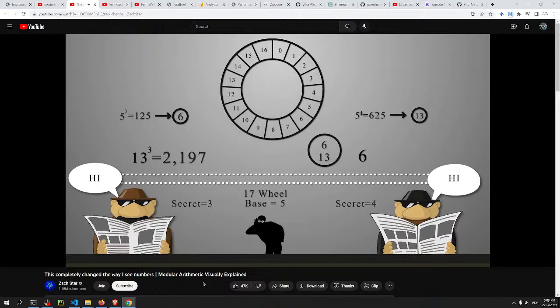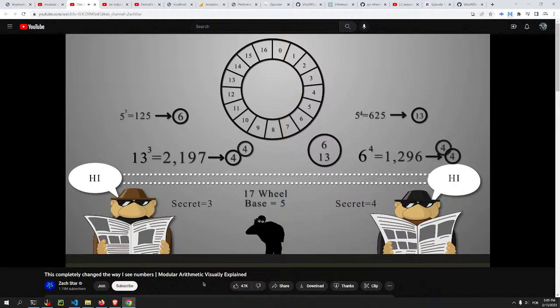Lastly, you take their value of 13 and raise it to your secret number of 3, and again find where that is on our wheel, which is 4 in this case. The other person does the same, and they will guarantee get 4 as well. This number is then your secret key.